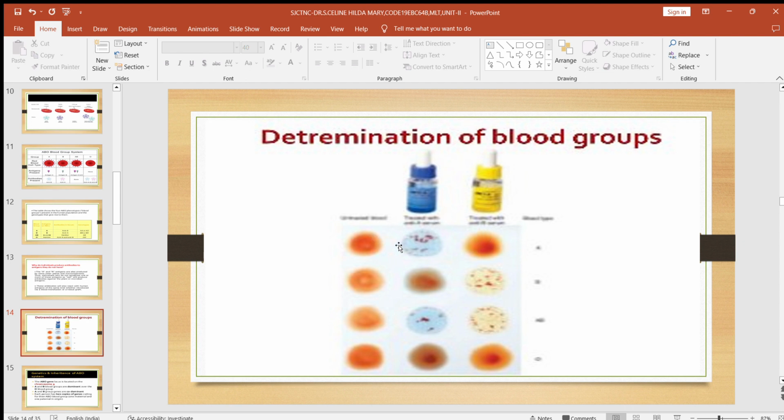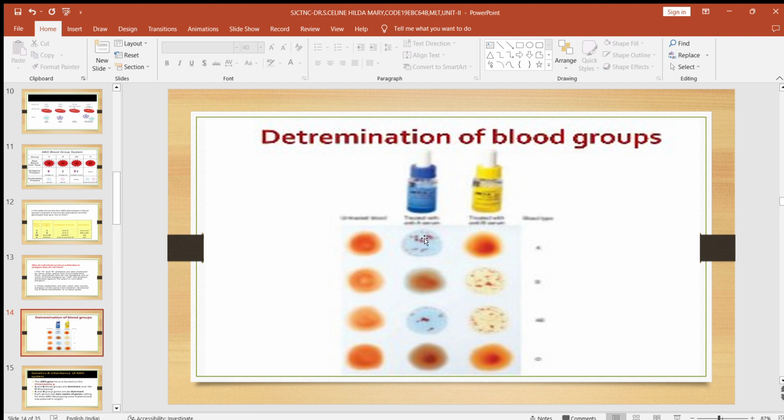For the determination, first we have to take 3 drops of blood on a clean slide. In the first drop we add anti-D for the determination of the RH factor, in the second drop anti-A is added, and in the third drop anti-B is added. If the person belongs to the A blood group, then after the addition of anti-A, that is in the second drop, agglutination occurs.